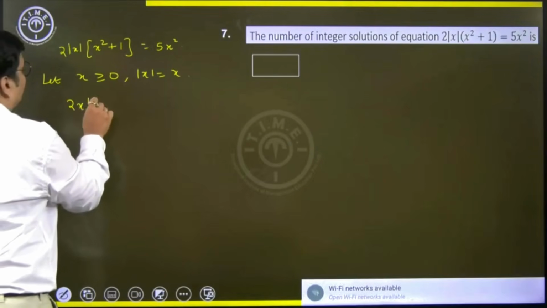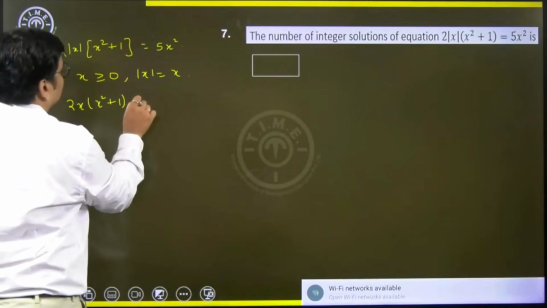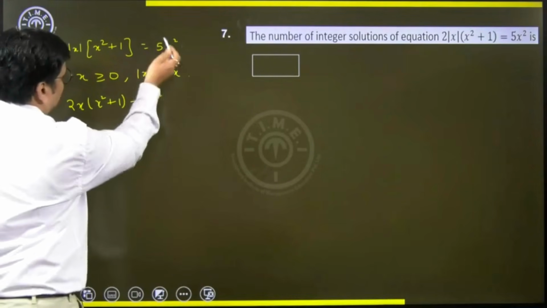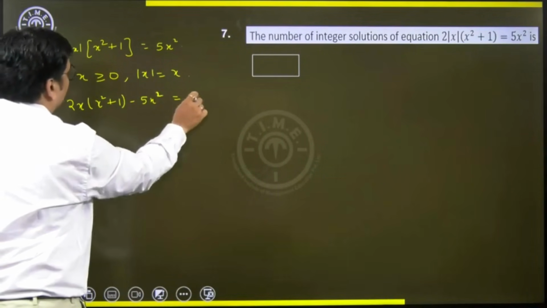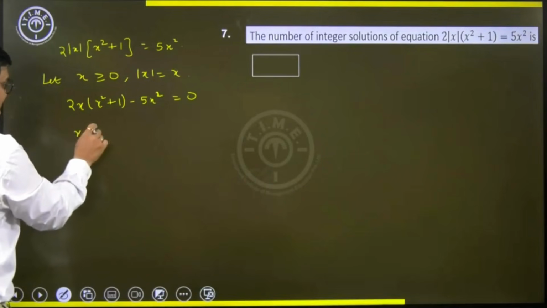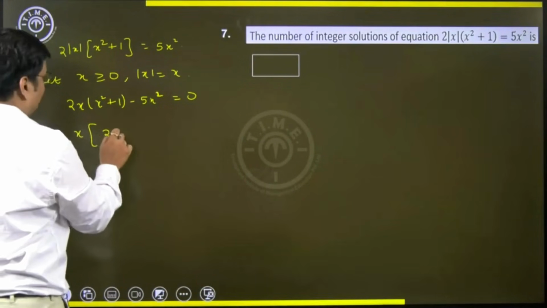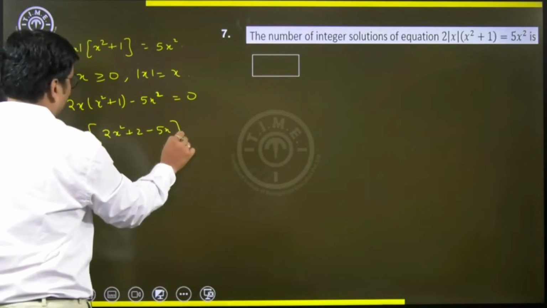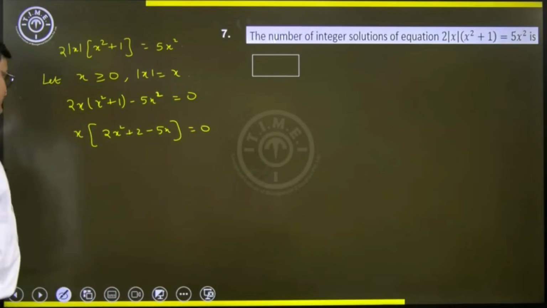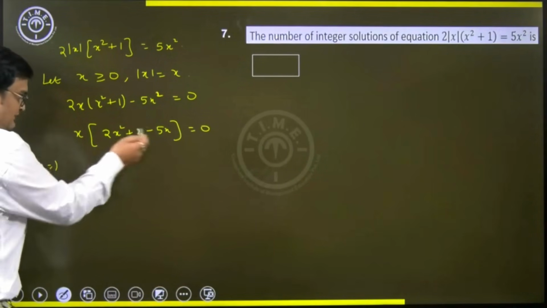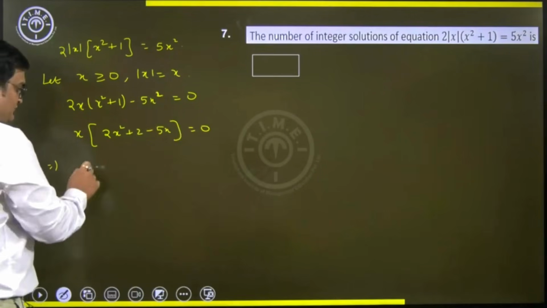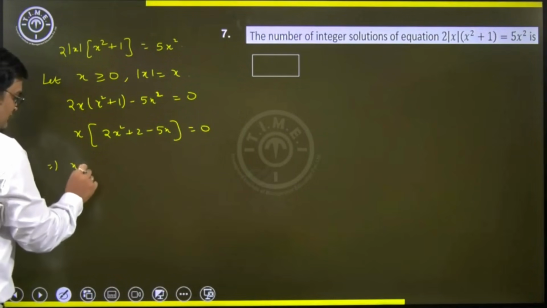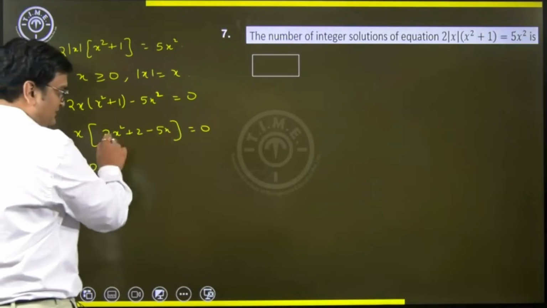So, it will be 2x(x² + 1) minus 5x². Let us bring this to the left hand side, it will be 0. I can take x common: x(2x² + 2 − 5x) should be equal to 0. So, when you solve this, either x is 0 or this term is 0.